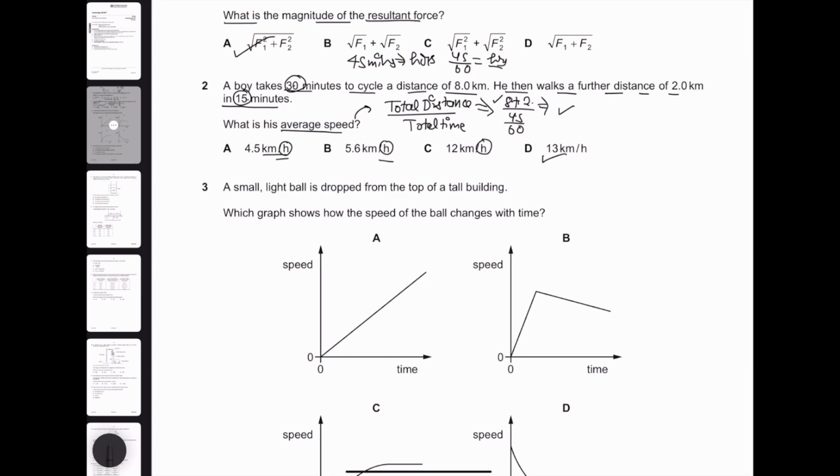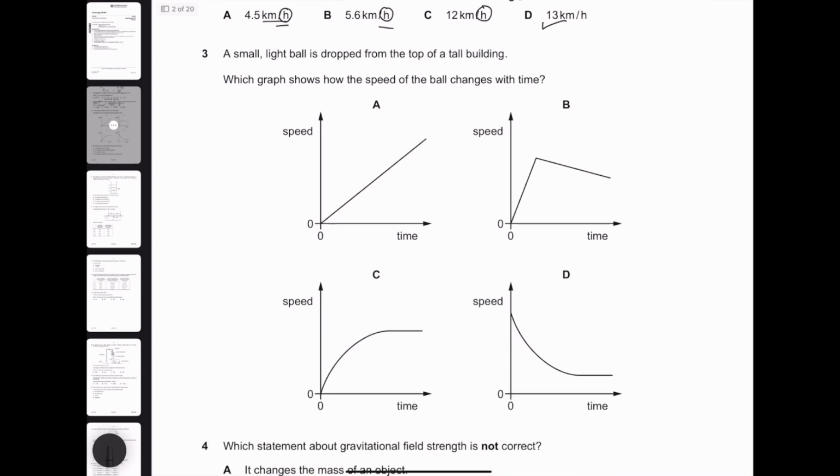All right. Now, a small light ball is dropped from the top of a tall building. Which graph shows how the speed of the ball changes with time? So indirectly they're asking you about the graph of terminal velocity. When you drop something, initially it accelerates. Initial velocity is 0, but now it is under the effect of gravity. So it accelerates, but slowly this acceleration decreases.